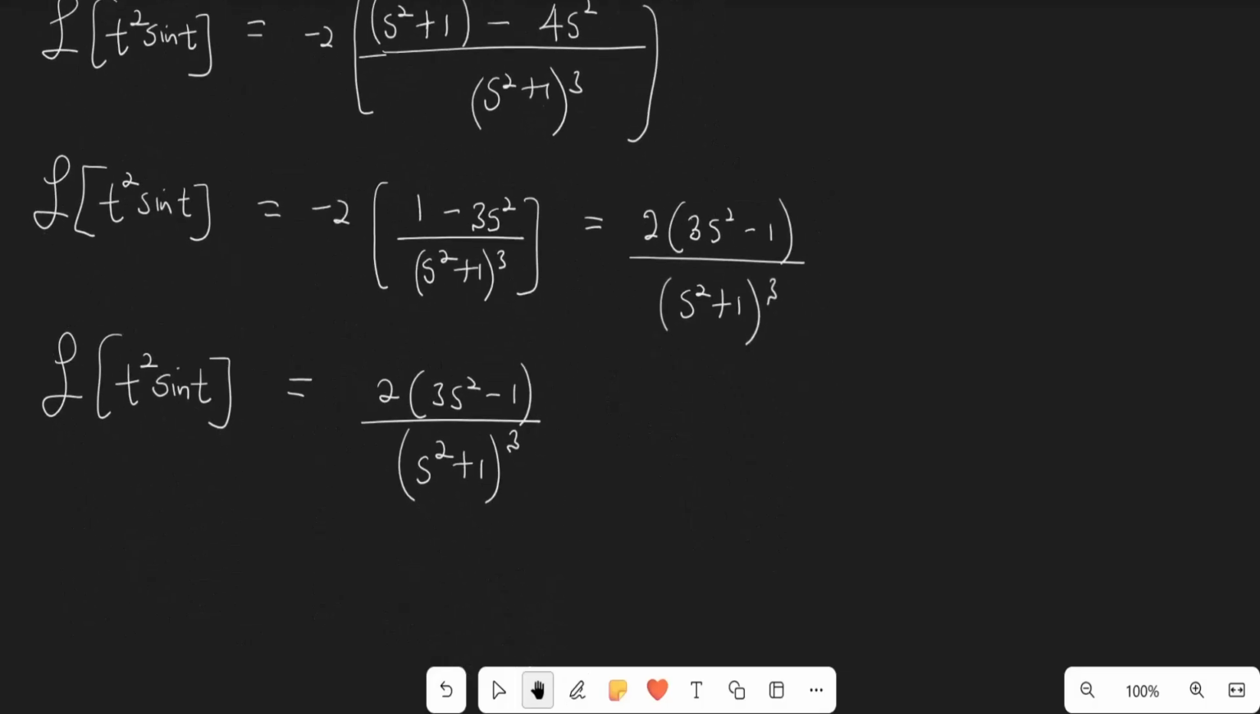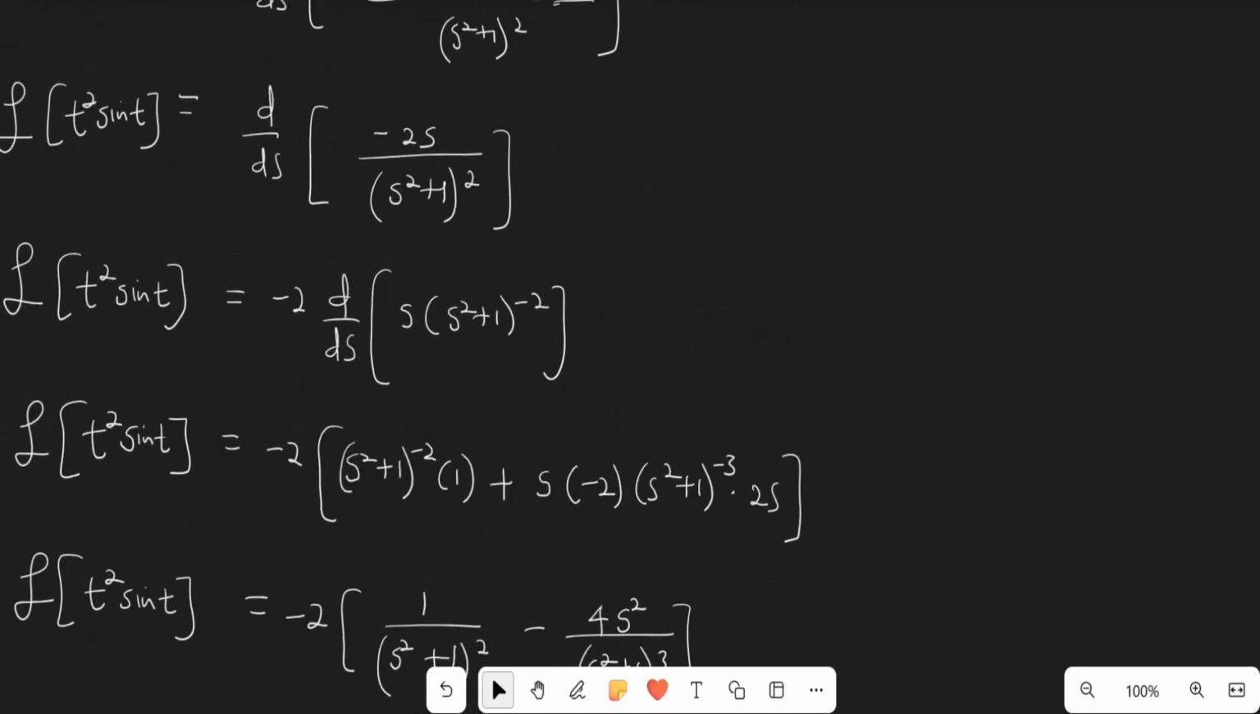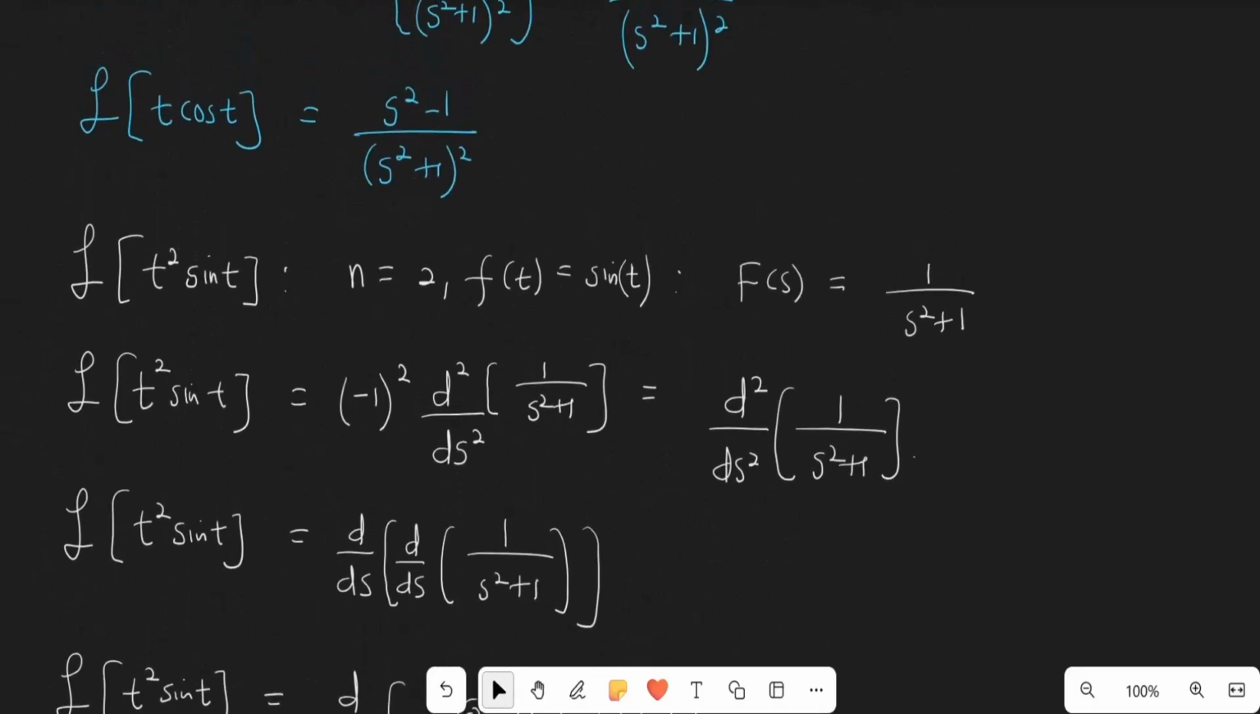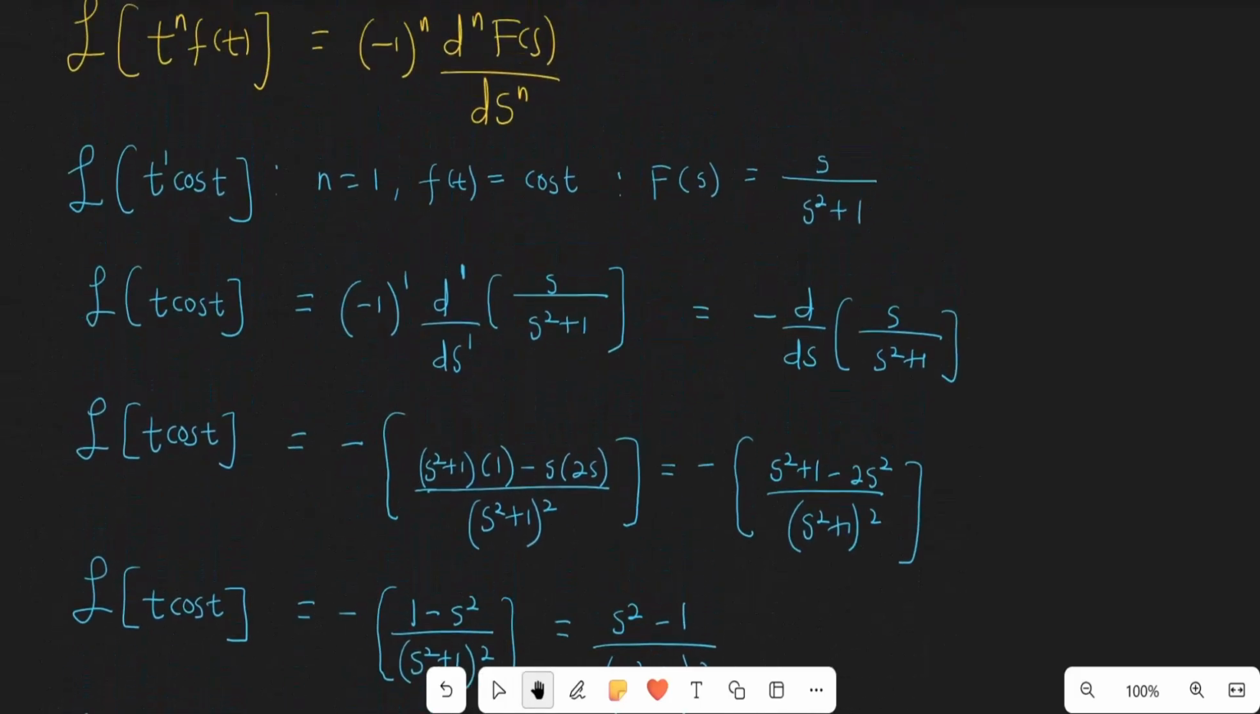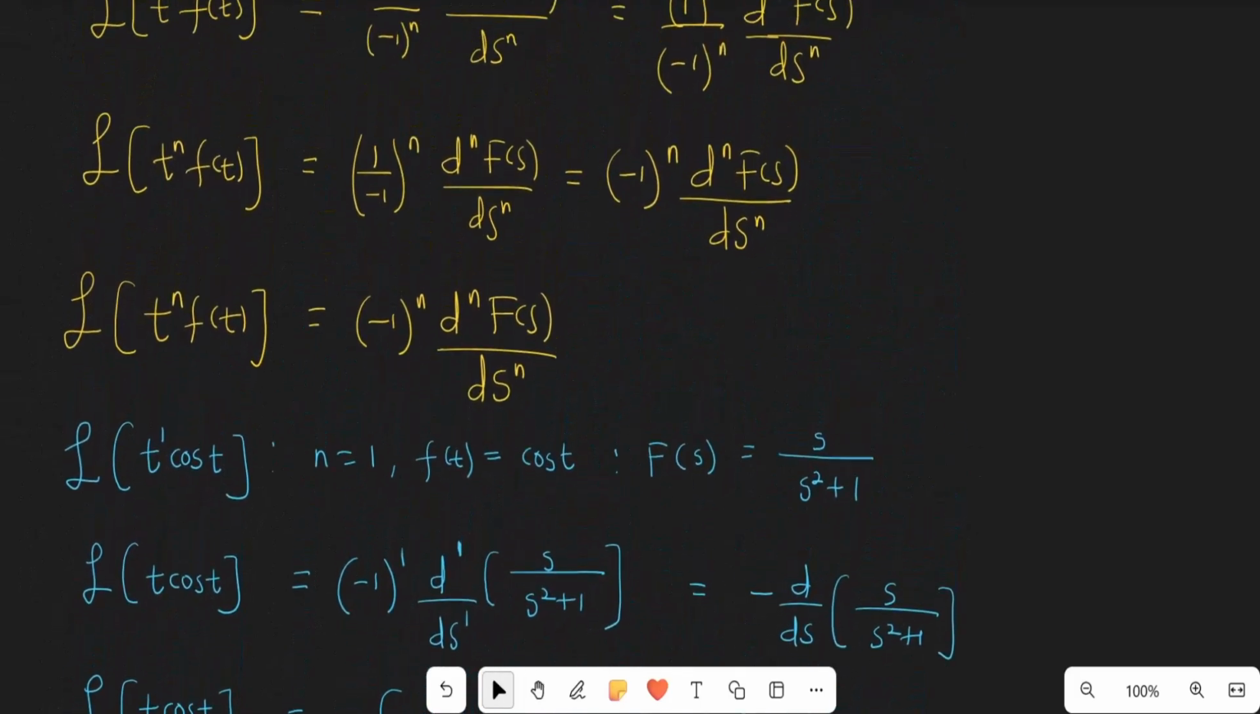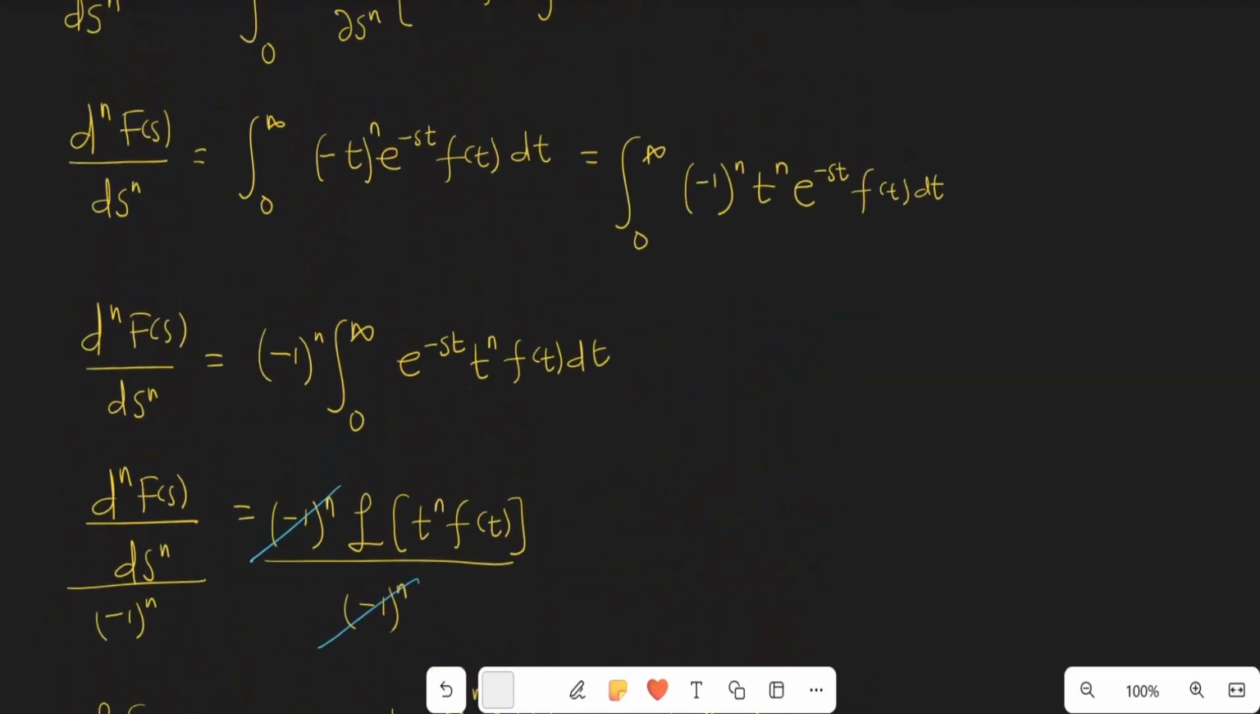And this is how you use the formula to find the Laplace transform of a polynomial multiplied by a certain function f of t. So this is how I solved it.